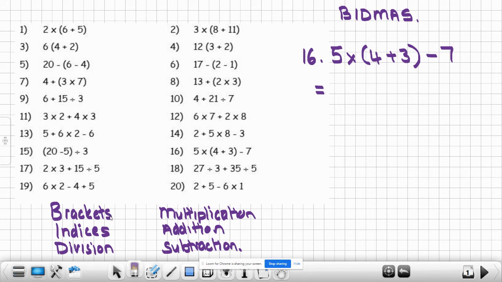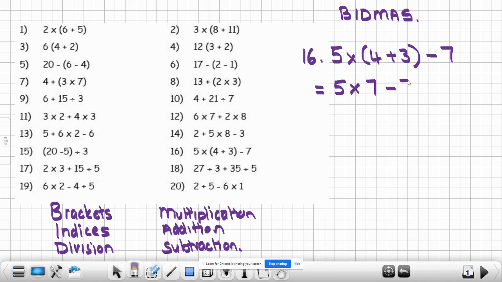Let's have a look. So brackets must be dealt with first. So we're going to leave that 5 in place, and we're going to leave the multiplication. And we're just going to deal with what's inside the brackets. And we've got 4 plus 3. So 4 plus 3 is 7. So the brackets are going to go, and we're just going to replace it with the number 7. Now, if we move along, we've still got this minus 7 that we haven't dealt with yet.